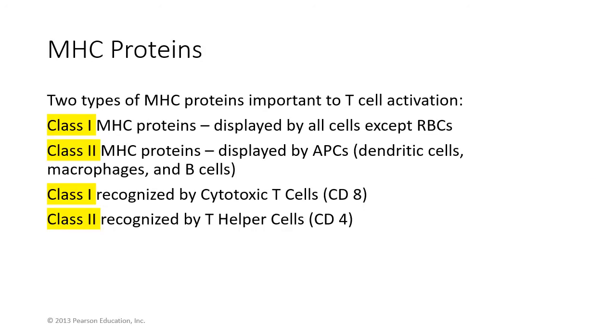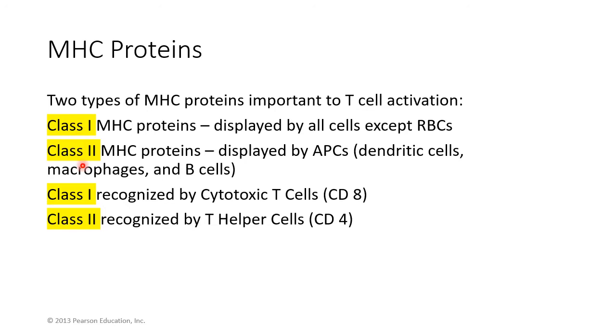So these MHC proteins, these major histocompatibility complexes, there's two types that are really important to T cell activation. The first one is class 1, and then you have class 2. But let's talk about class 1. Class 1 proteins are displayed on all of your body cells with the exception of red blood cells. That's why red blood cells can be transfused from one person to the next without fear of rejection, because they don't have these MHC complexes. So all your body cells with the exception of red blood cells display class 1 markers. Those are your self markers.